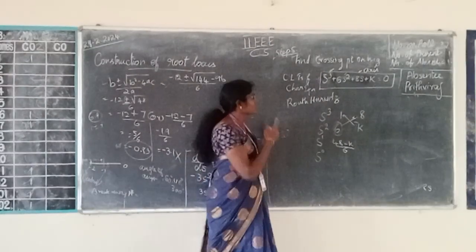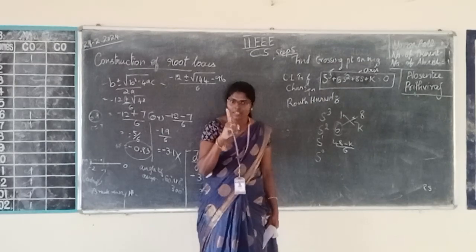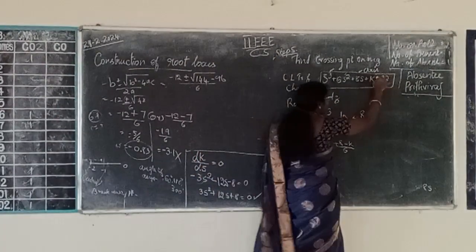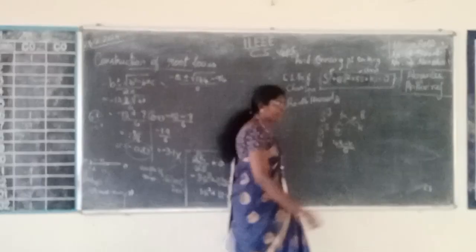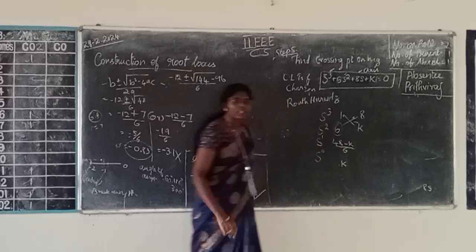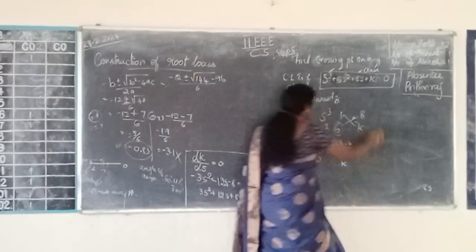Next is S1. S1 means, from 0, it is 1, so K is substituted into 1. Can you assume it like that? So S1 from 0 is K.